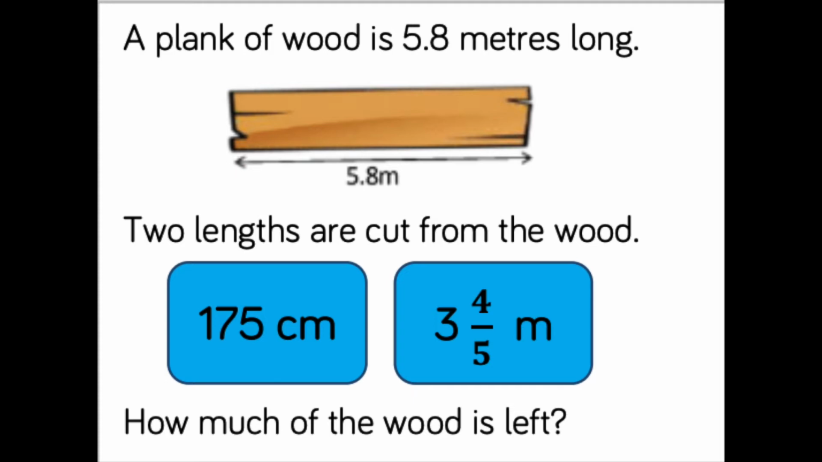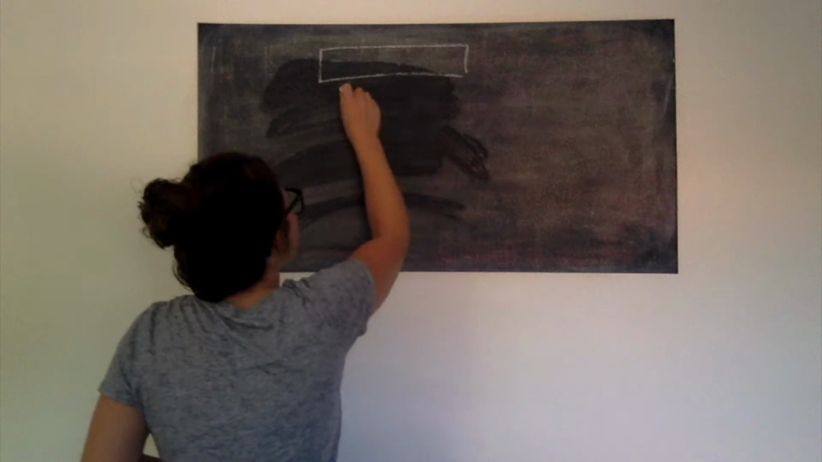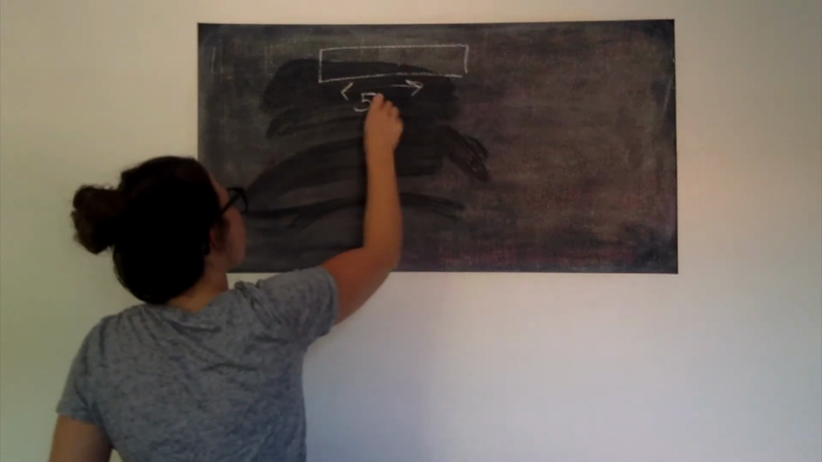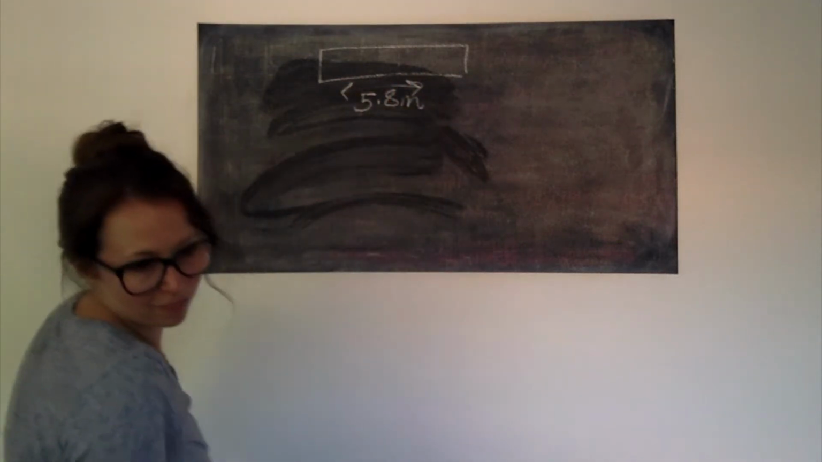Okay, I'm going to go through yesterday's challenge. So there's a plank of wood that's 5.8 metres long and there's two pieces that have been cut from it. How much is left? So I've started off with my 5.8 metres and I've turned it into centimetres, which is 580 centimetres. And then I've taken away the 175 centimetres and that left 405 centimetres.